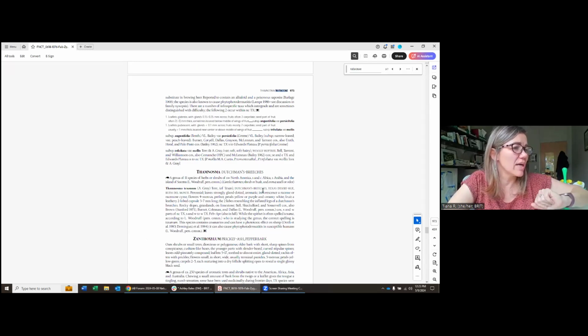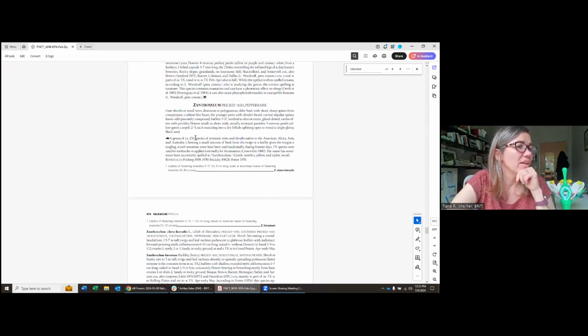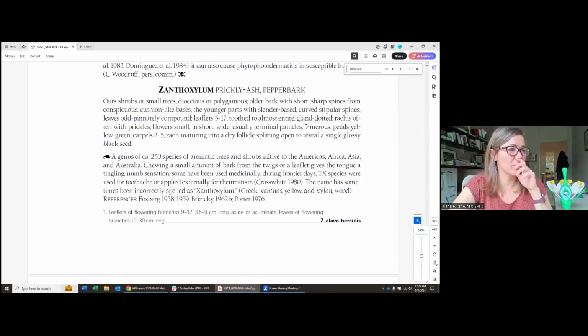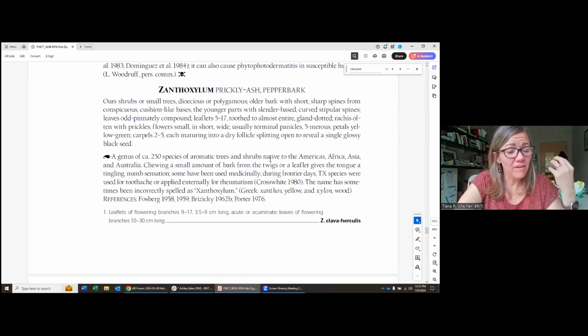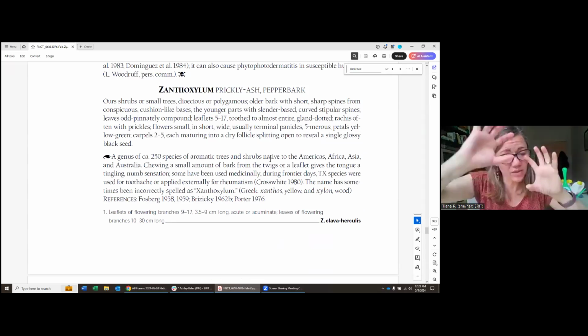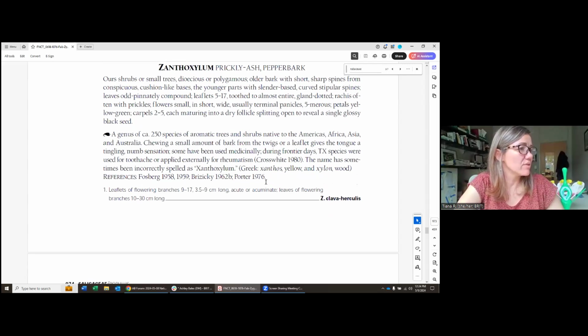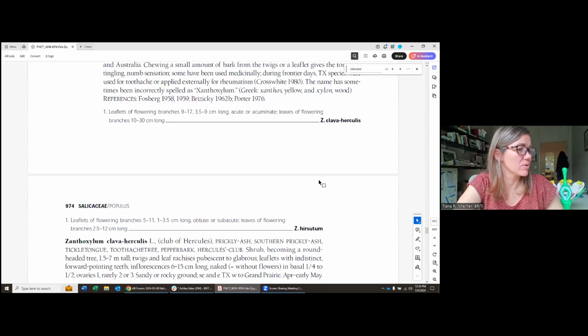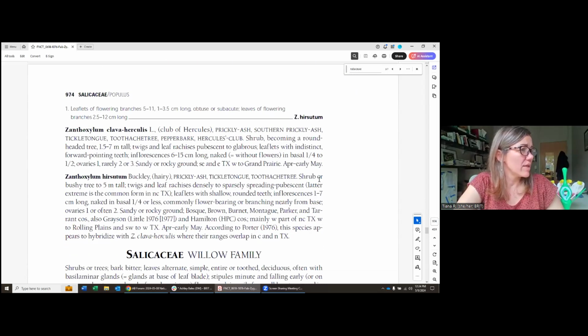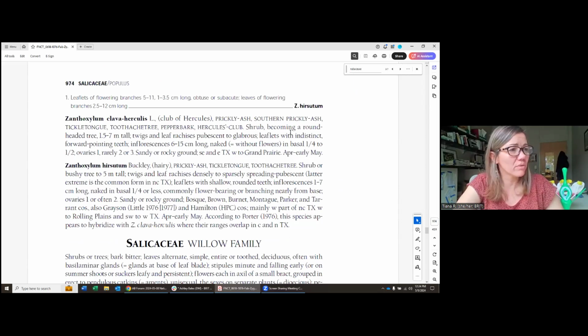So I'm going to go down to Xanthoxylum. Here we go. Oh, this one's good. Okay, Kimberly, maybe you're right. You are right. So for the genus Xanthoxylum, it says, and let me zoom in because maybe you'll be able to read it with me, ours are shrubs or small trees. They're dioecious or polygamous, so they may have both flowers that have male and female parts, and single-sex flowers. Let's go down to the species you were looking at. So I'm scrolling down. You said tickle tongue, I think, didn't you? They're both called tickle tongue.